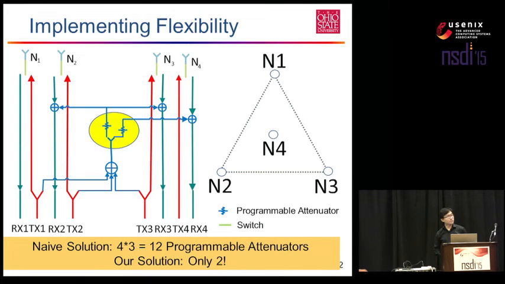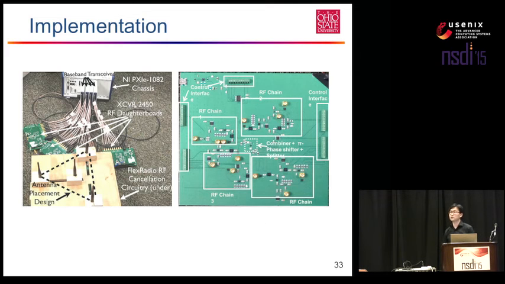This is how we implement the system. We implement it based on the National Instruments PXIe-1082, which is connected to the XCVR 2550, and it can transmit on the 2.4 GHz channels. It is then connected to our cancellation board, which is a PCB shown on the right side of the picture. On top of this board is our antenna placement, as shown in the bottom part of the left side of the figure.